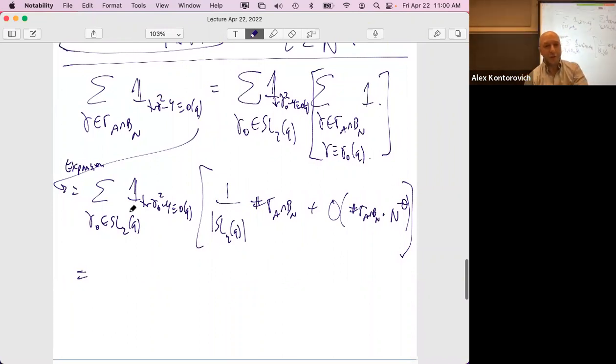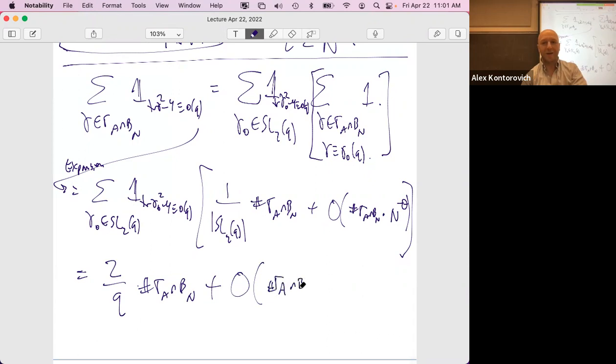Okay. So the number of points here is q squared. The proportion is 2 over q, times the number of gamma in a ball. The error term is still this gamma A in a ball of size N, and we have this power savings N to the minus theta. And there's an extra factor of how many error terms we have.